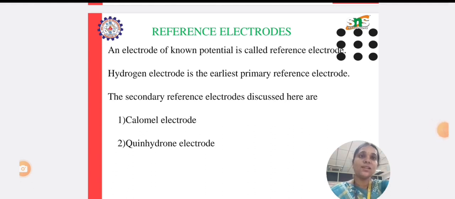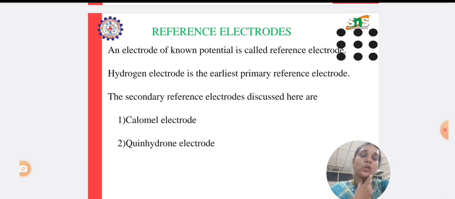An electrode of known potential is called a reference electrode. We take the electrode of known potential as the reference, and the unknown electrode is the sample electrode. So the electrode of known potential is called a reference electrode.